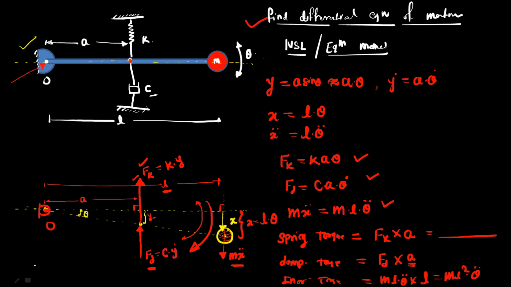I will redraw the displaced position again. This line represents the static equilibrium position. This is the pivot point, this is the hinge, and about this hinge point the complete system is oscillating. After small angular displacement, this is the displaced position.